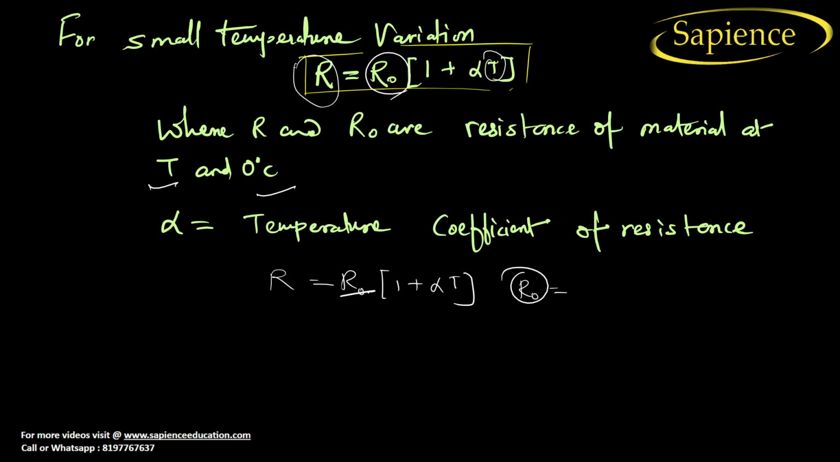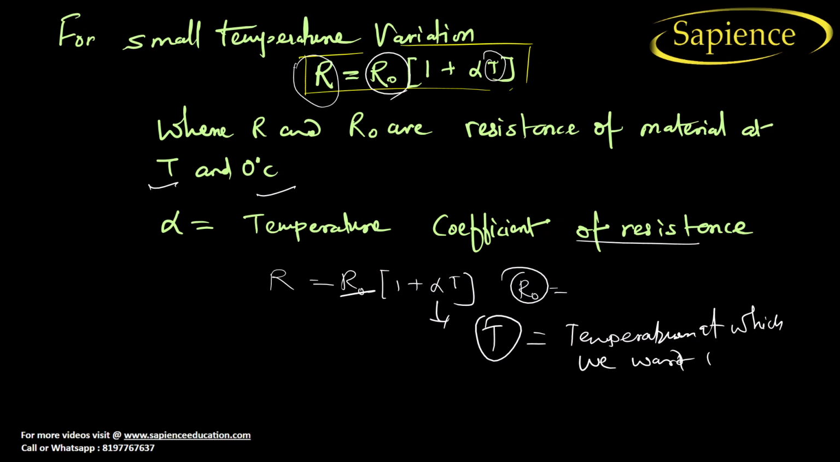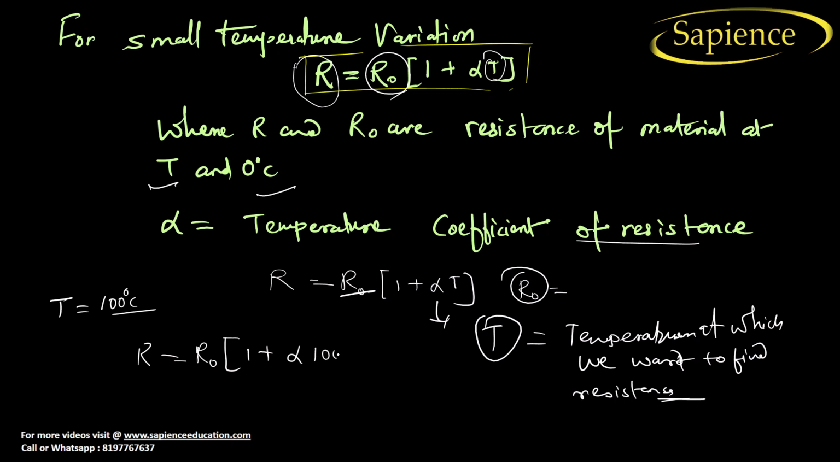See here, R naught is the resistance at 0 degree, alpha is the temperature coefficient of resistance, and T is the temperature at which we want to find the resistance. See what actually happens here. If you want to find the resistance of a body at a temperature of 100 degrees Celsius, let us consider R naught is the resistance given at 0 degree Celsius, 1 plus alpha is also a value, and the temperature at which you want to find it, you should put that value. So you will get the final resistance at temperature T, that is at 100 degrees Celsius. I hope you all have understood now.